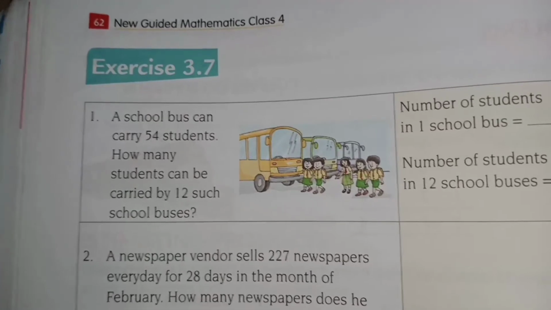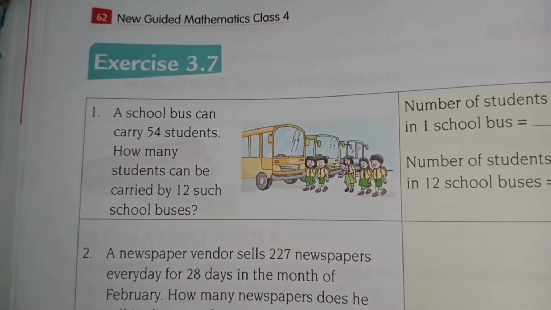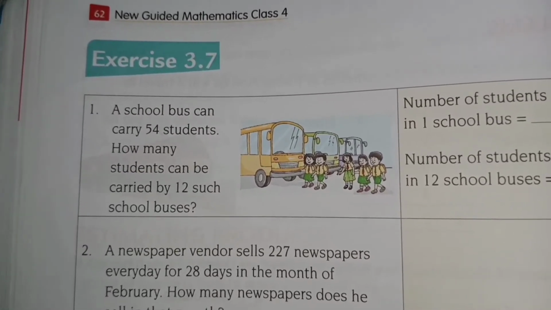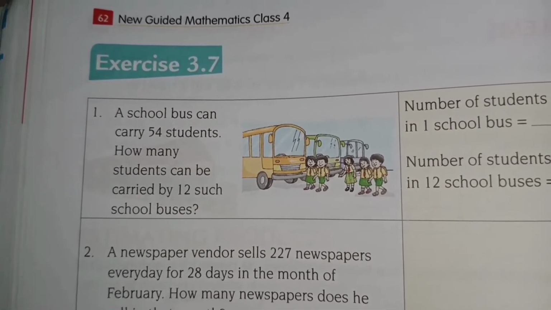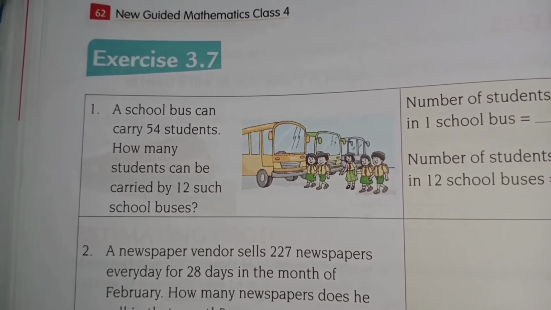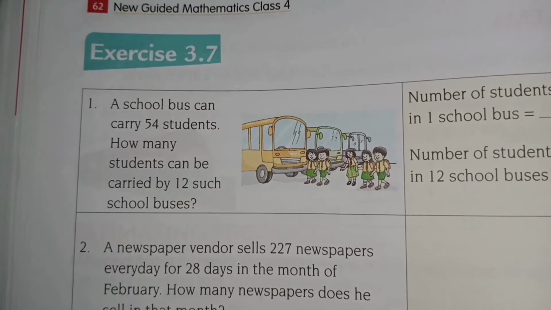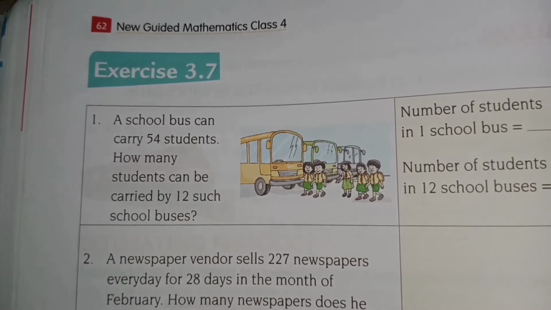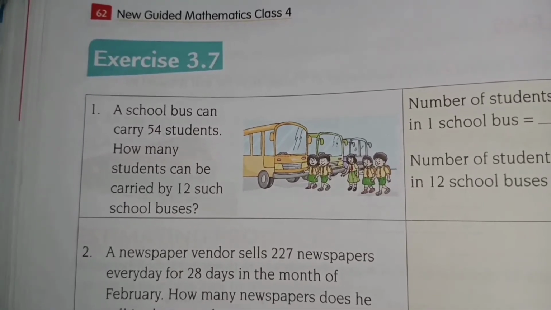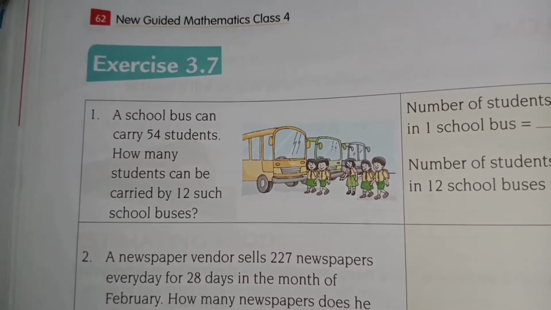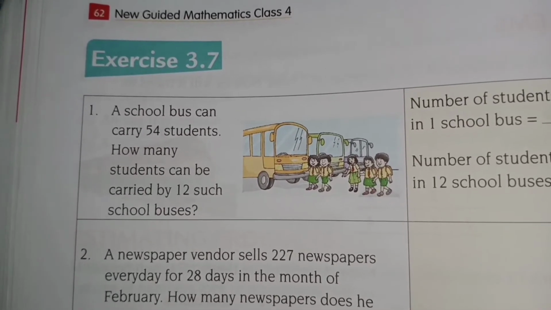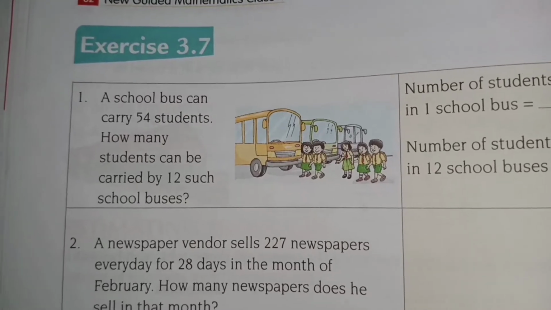We have to multiply. Like one chocolate costs 2 rupees. So what will be the cost of 5 chocolates? One chocolate costs 2 rupees, and 5 chocolates will cost how much? What you have to do? You have to multiply. 2 5s are 10, because one chocolate costs 2 rupees and the quantity of chocolate you have bought is 5. So 2 5s are 10.